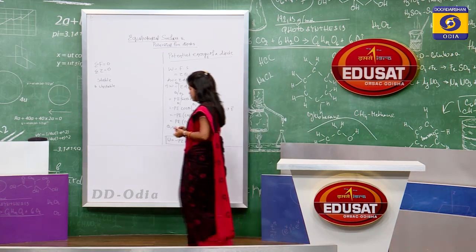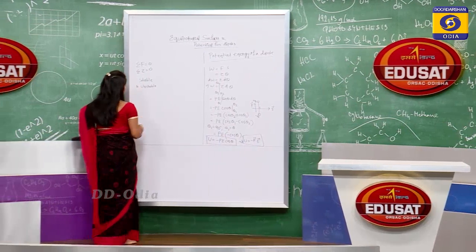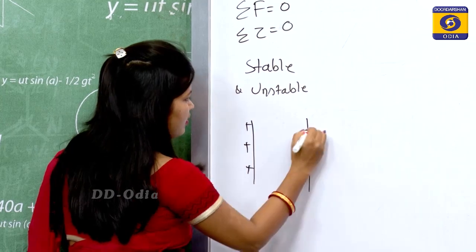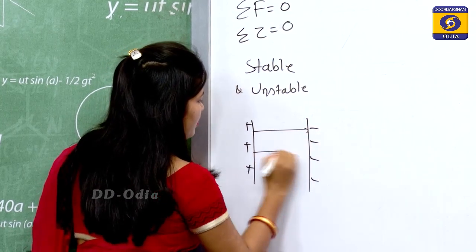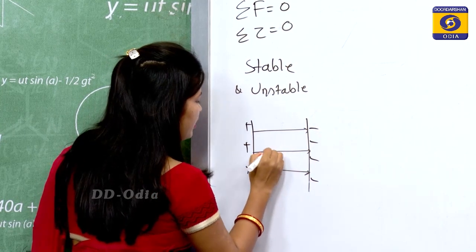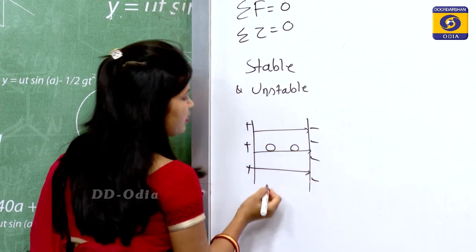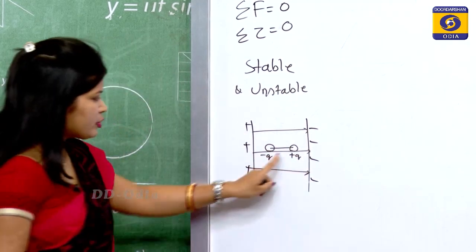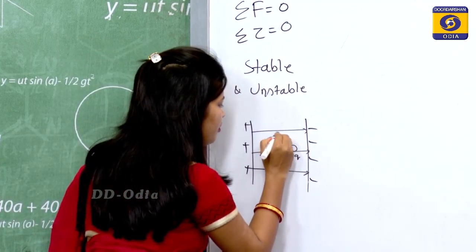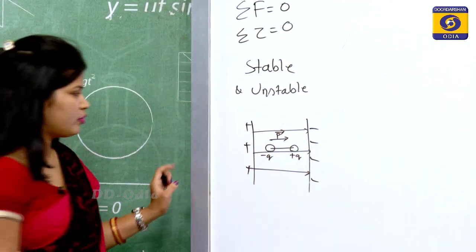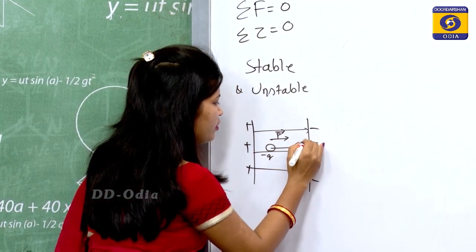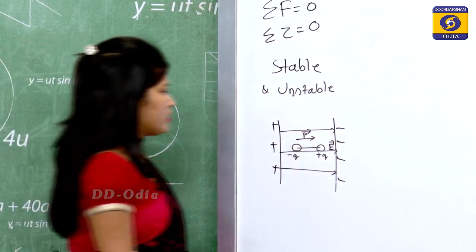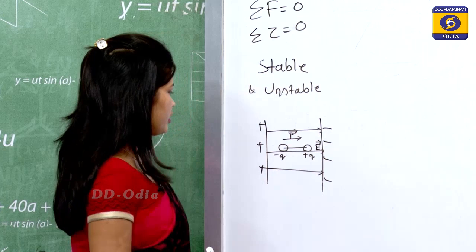Similarly, for the dipole case also, suppose inside an electric field a dipole is kept, with minus q and plus q in this way. The dipole moment is from minus q to plus q, and this is E, the direction of the electric field. Now let us find the potential energy.